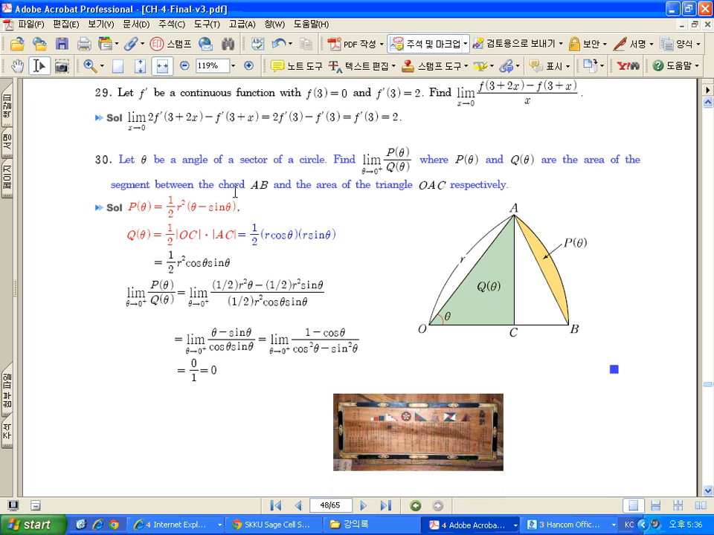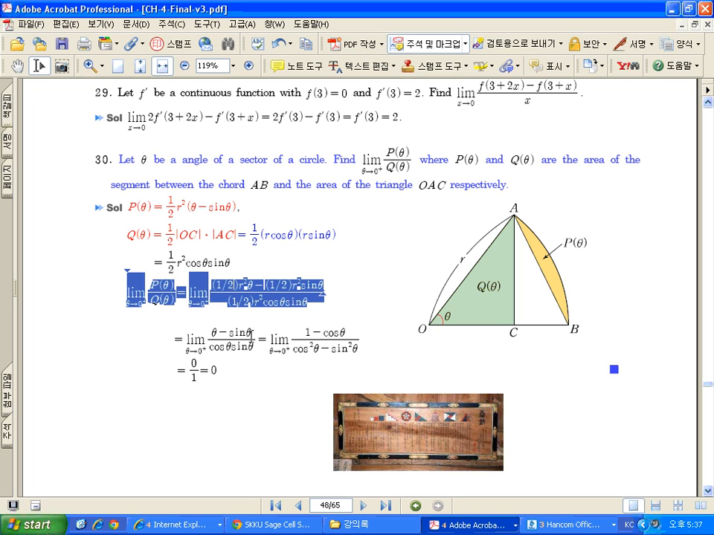And here, for example, the last problem: let theta be the angle of a sector of a circle. Find the limit of P of theta over Q of theta when theta goes to 0 from the right-hand side. Okay, then from here, what is P of theta? This is the area of this minus this triangle. So you can easily find the area of P of theta, just by subtracting this triangle area from the sector area. And Q of theta is the area of a triangle, so you know the base and height to get this. So you have the limit like this.